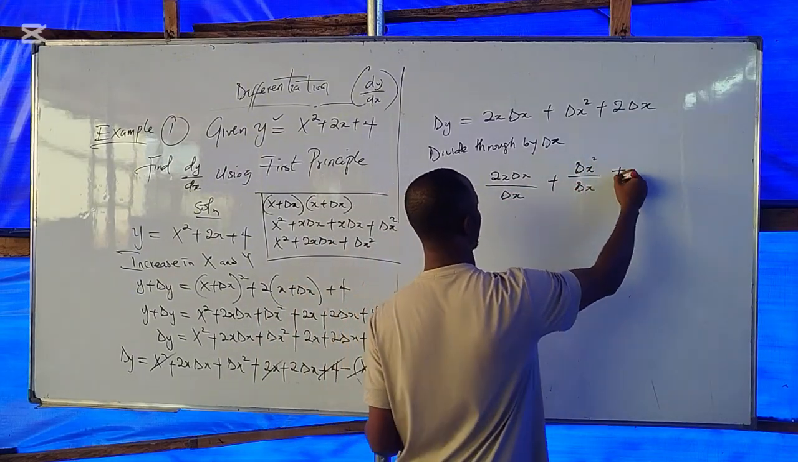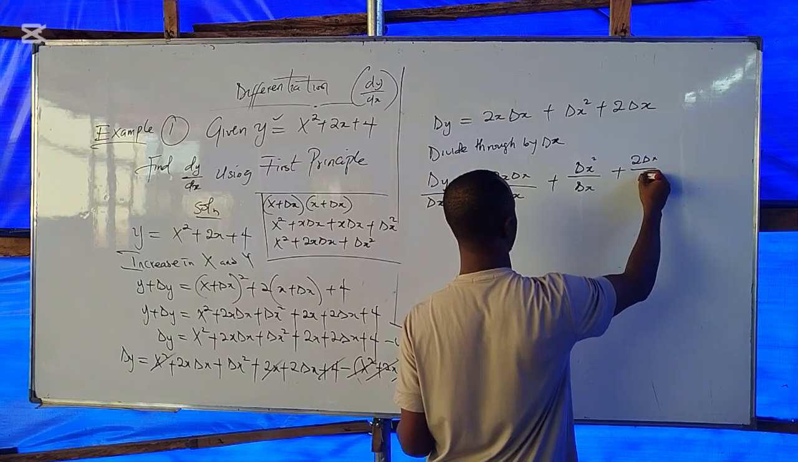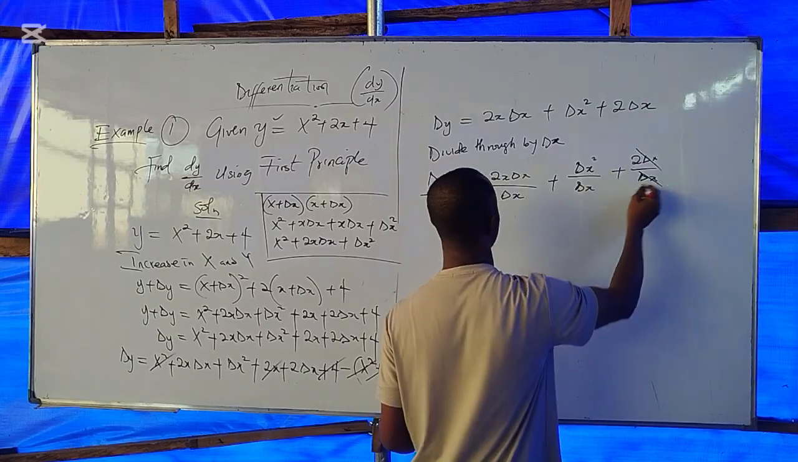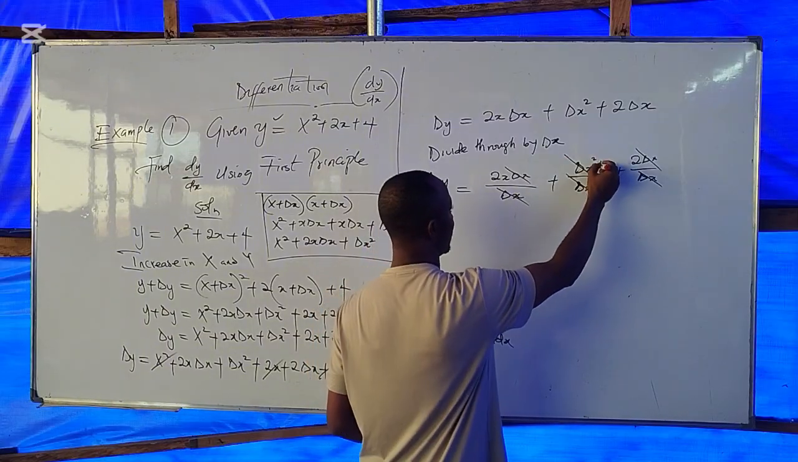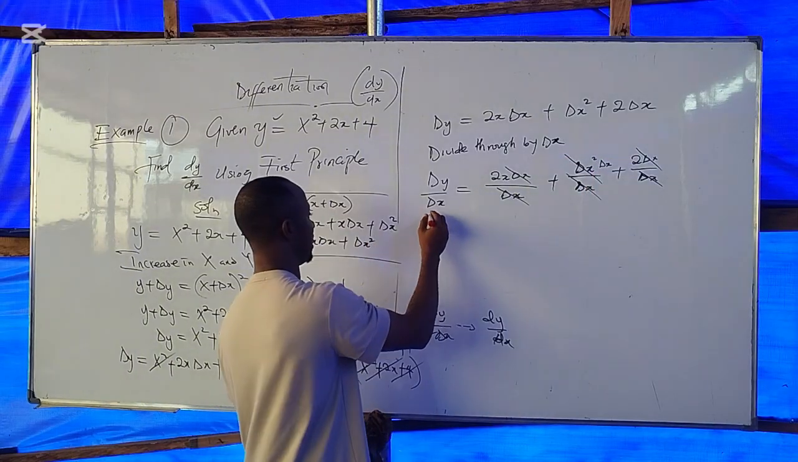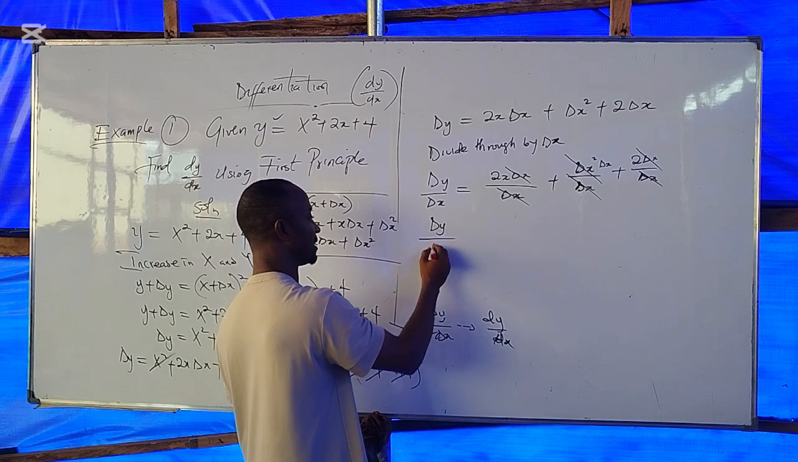Delta x plus 2 delta x over what? Delta x. Can this go with this? Can one of these cancel one of these from here? Remaining what? Delta x. So that means we are left with what? Delta y over delta x.